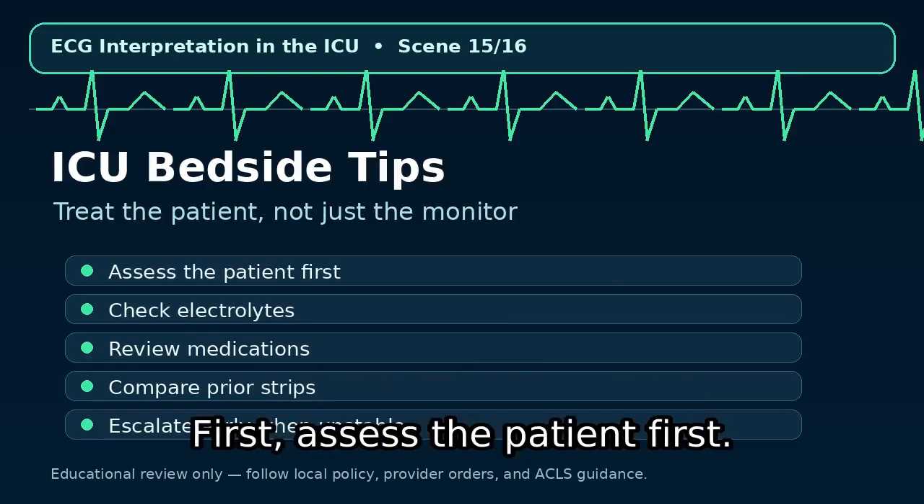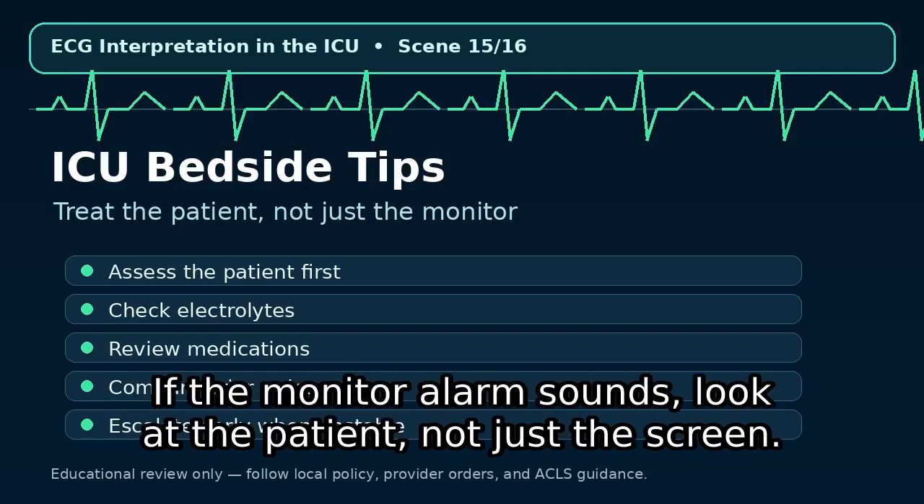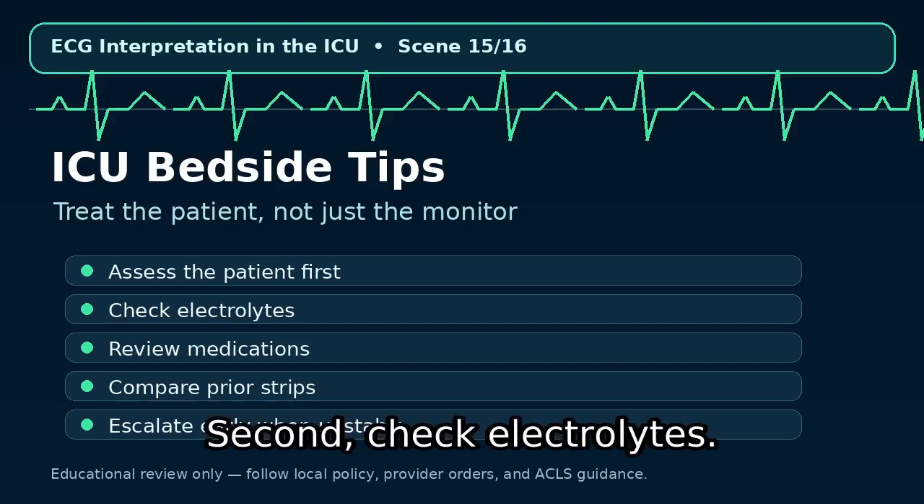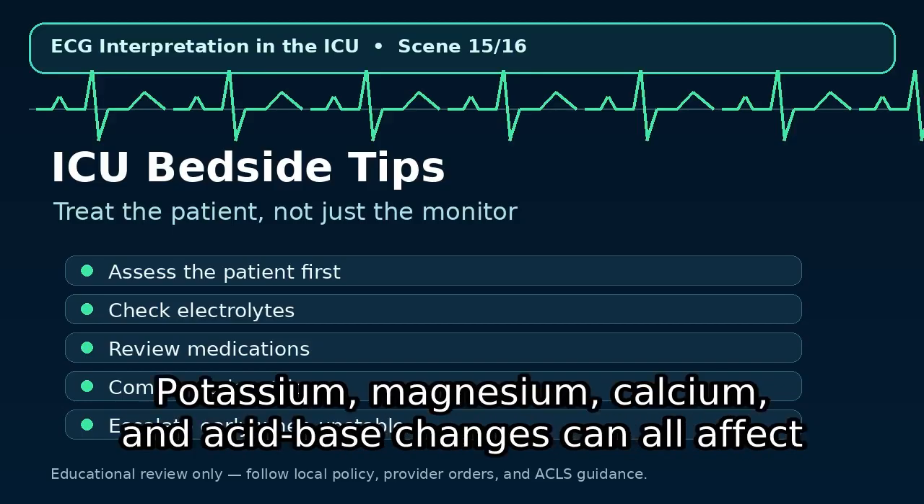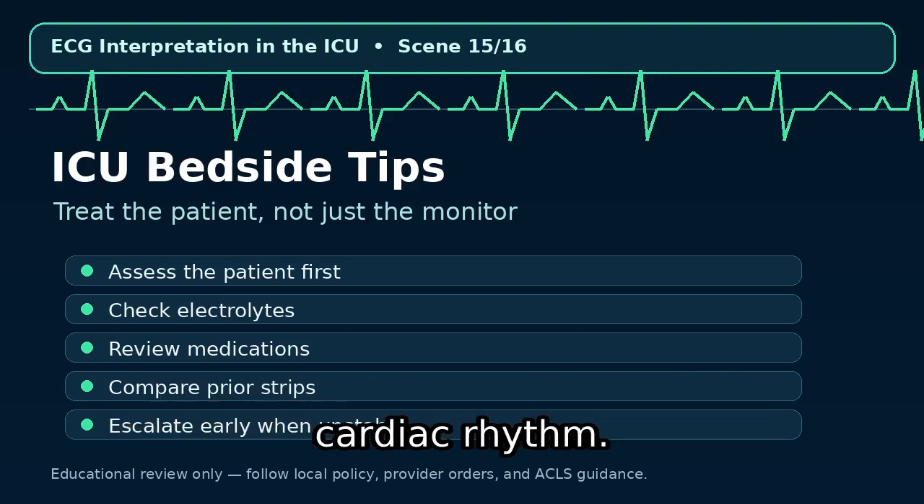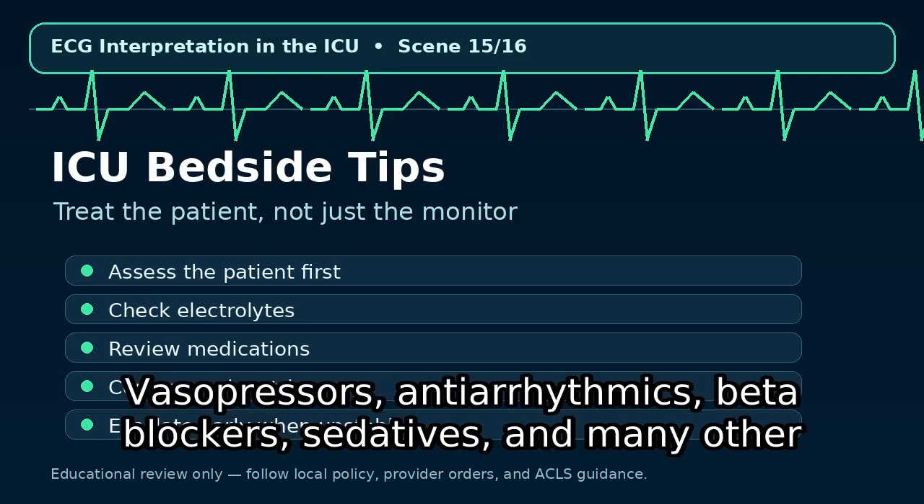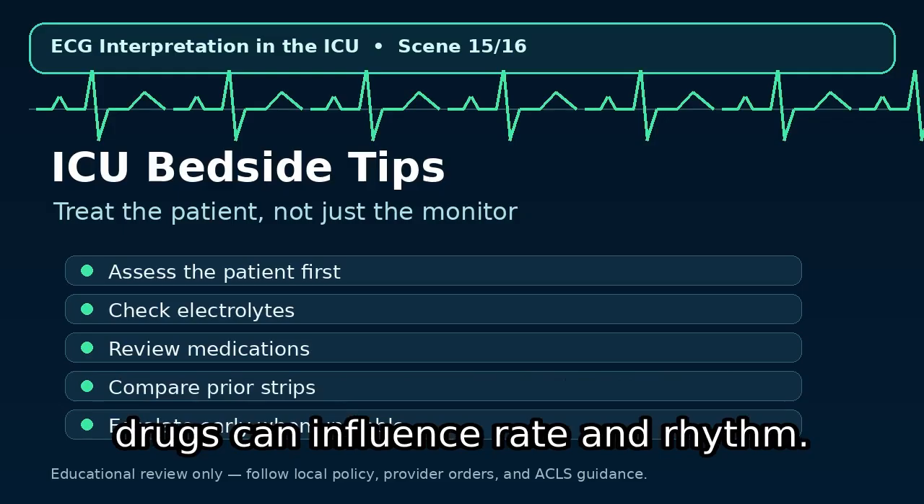First, assess the patient first. If the monitor alarm sounds, look at the patient, not just the screen. Are they awake, breathing, perfusing? Do they have a pulse? Second, check electrolytes. Potassium, magnesium, calcium, and acid-base changes can all affect cardiac rhythm. Third, review medications. Vasopressors, antiarrhythmics, beta blockers, sedatives, and many other drugs can influence rate and rhythm.